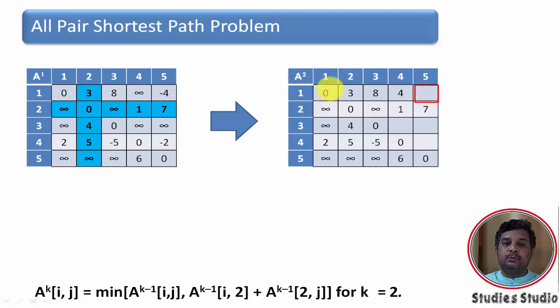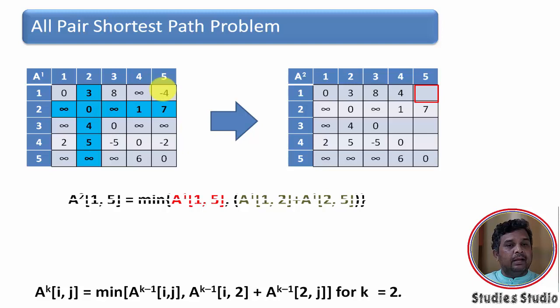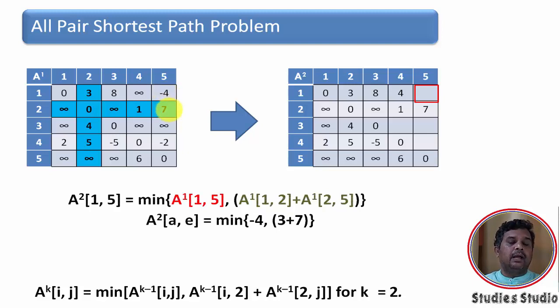The next empty space is this one, first row, fifth column. In that I am having -4. And if I project the value to the fixed row and fixed column, I am getting 7 and 3. The sum of these two is 10, and the other is -4. I am going to take the smallest. So the value I got is -4.